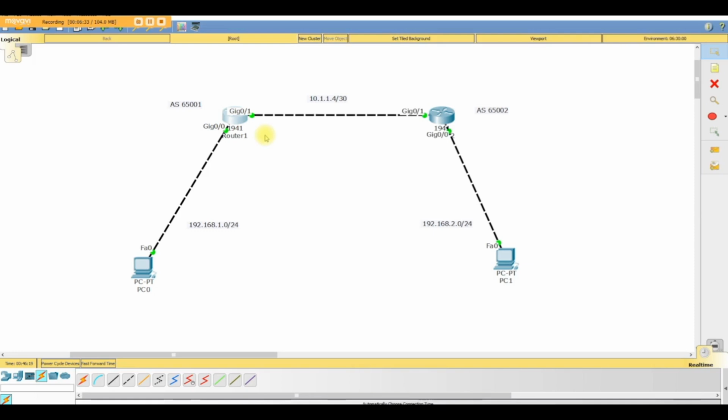But that's it. That is the basics, the very, very minimal basics of external BGP, which is what we just did. All right, I'll see you outside.